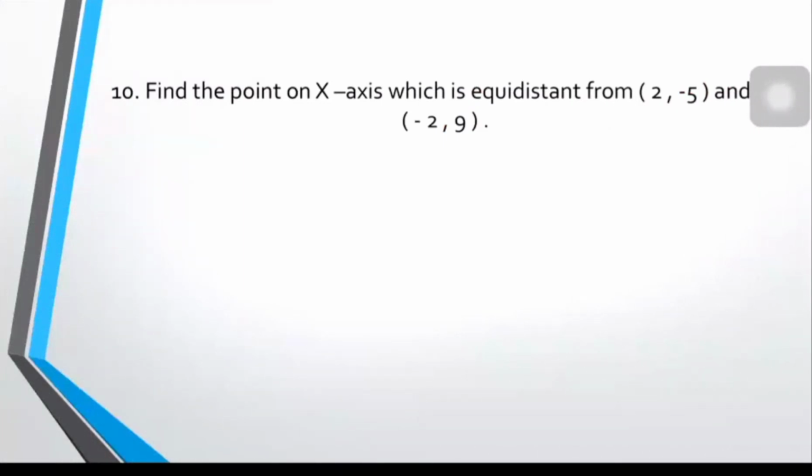Tenth problem. Find the point on x-axis which is equidistant from (2, -5) and (-2, 9). Let the point on x-axis be (x, 0).